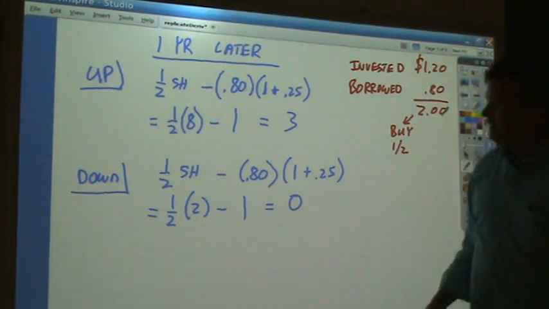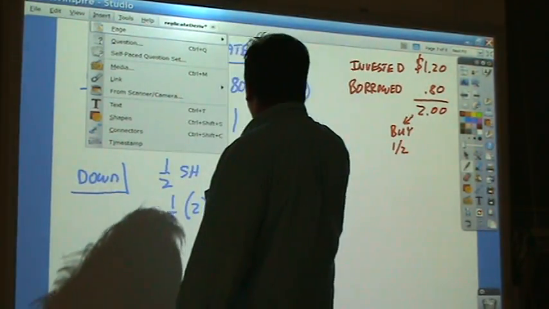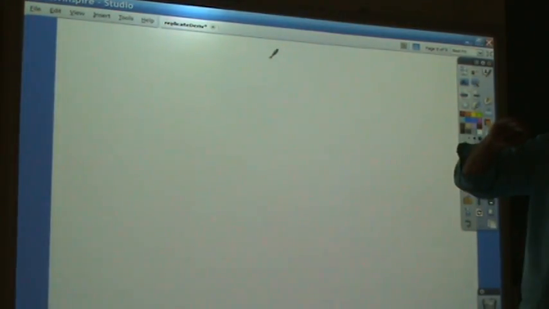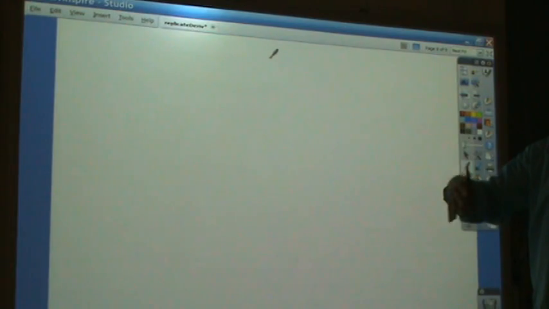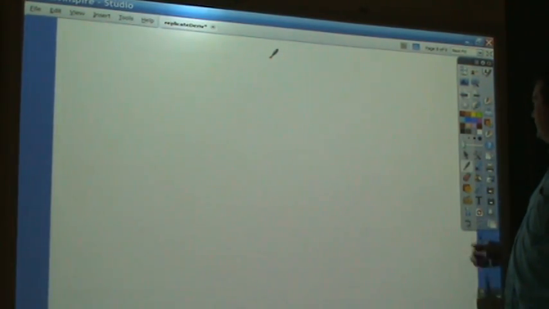So what does that tell us? Now again, this is a fictitious stock because the stock either goes to $8 or $2, and that's not the real world. But if a stock like that did exist, what would this tell us?